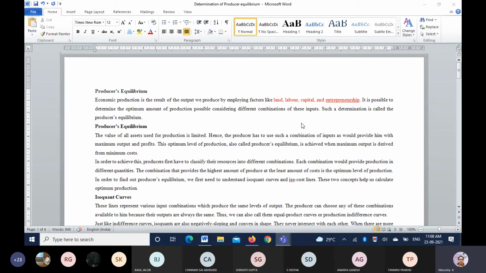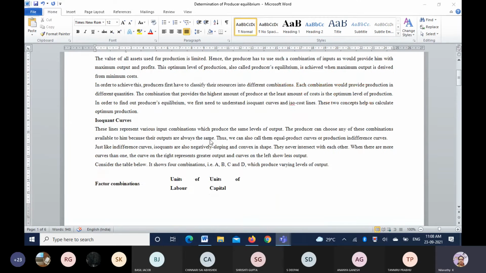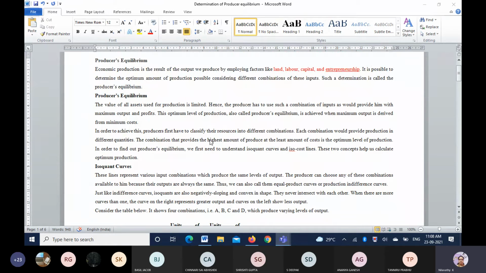So wherever you want to go and see production theories, only these two concepts will be there. So here also we are just taking labor and capital.